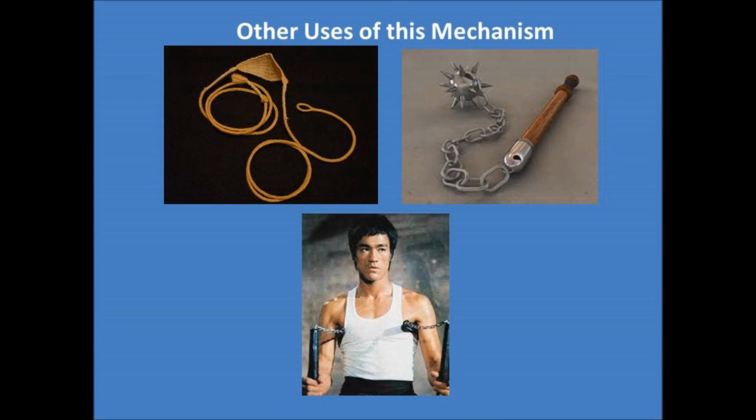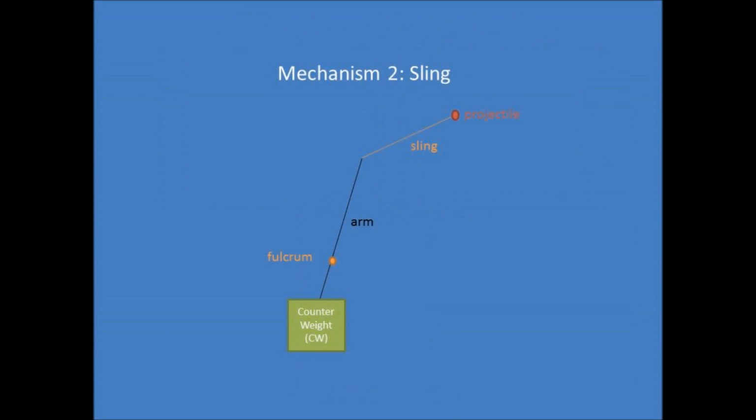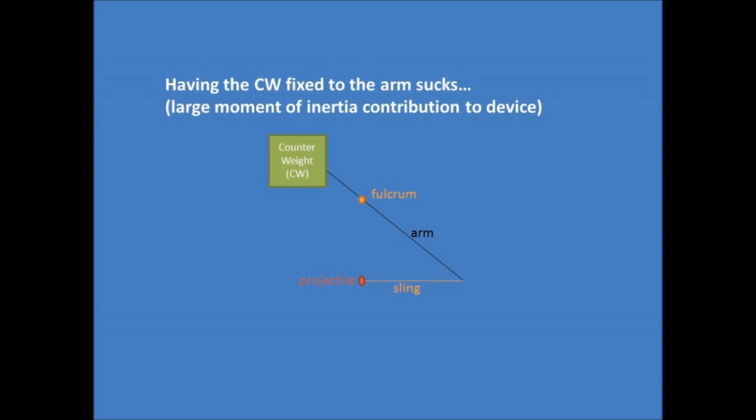Given the effectiveness of this mechanism, it's not surprising that it has popped up at several points in human history. Unfortunately, having the counterweight fixed directly to the arm doesn't work well. In this configuration, the counterweight makes a major contribution to moment of inertia, and it is very likely that the counterweight will be still moving at the release point. Since the counterweight is the heaviest thing on the device, it's not good for it to move, as it will have a lot of kinetic energy.